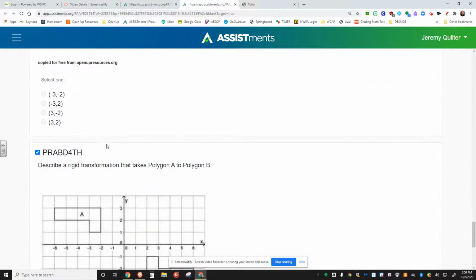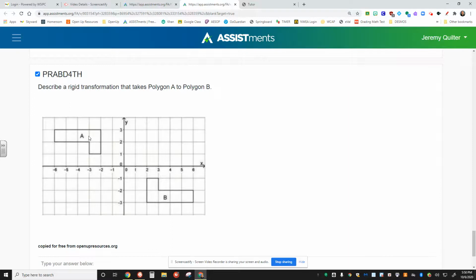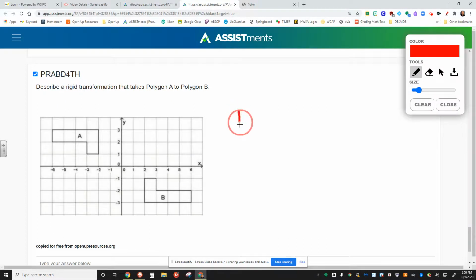We skipped this problem, so come down here to this one. Describe a rigid transformation that takes polygon A to polygon B. Please be very detailed in this. Remember, if you don't feel comfortable or confident in your abilities, I want you to see lesson 4. The lesson 4 summary gives us very good sentence starters to help us make sure that we give a good description of a rigid transformation that would take this figure from here to here. Be very specific with it. Again, you can use patty paper or tracing paper to practice and decide what you need to do to get A to B.